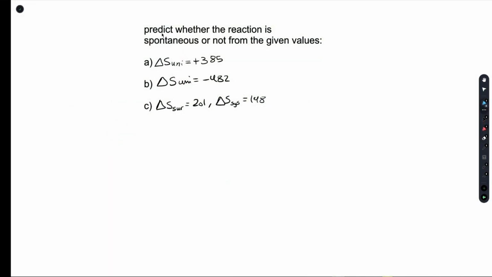Okay, in this question, they ask us to predict whether the reaction will be spontaneous or not from the given values. In A, we have the delta S of the universe given as a positive. So we know that the reaction is spontaneous because delta S is greater than 0. In the second one, they give us the opposite, where delta S of the universe is equal to a negative value. So this would be non-spontaneous because delta S is less than 0.